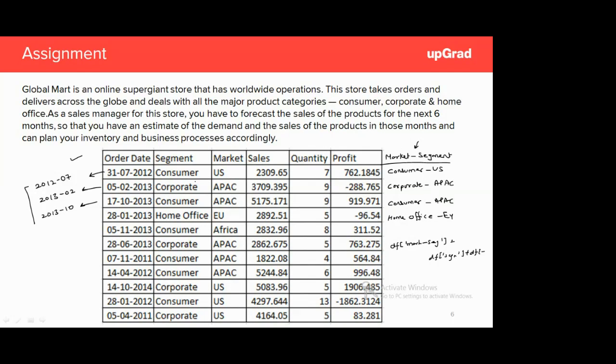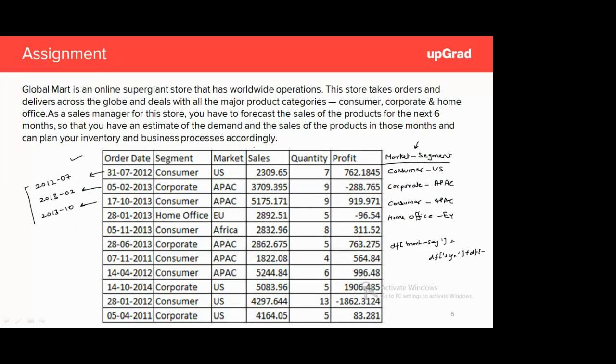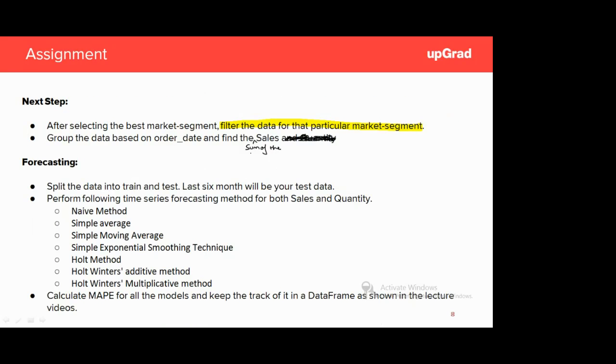Once you filter your complete data for that particular market segment, group the data based on order date and find the sum of the sales. So you need to perform the group by on order date like this, and find the sum of the sales. Now once this is done, your data will be prepared for performing time series analysis.